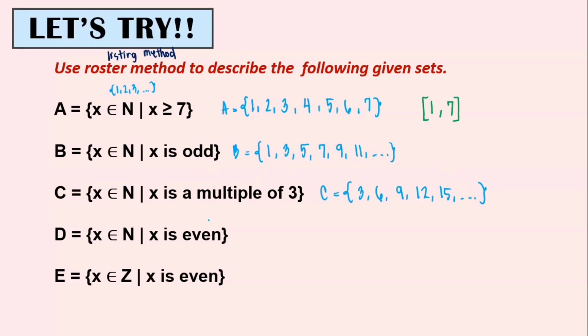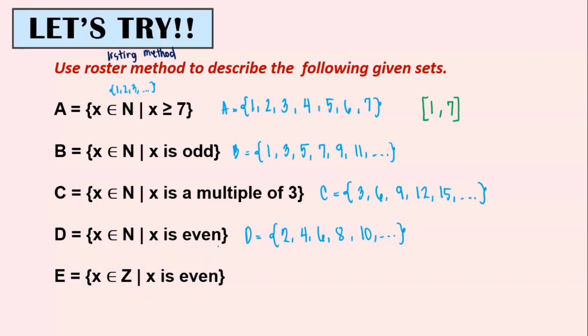Next, letter D. X is an element of the natural number such that x is even. So even. So ang set D daw natin ay natural. So start tayo kay 1 pero 1 is not even. So we have 2, 4, 6, 8, 10. Okay? Etc.